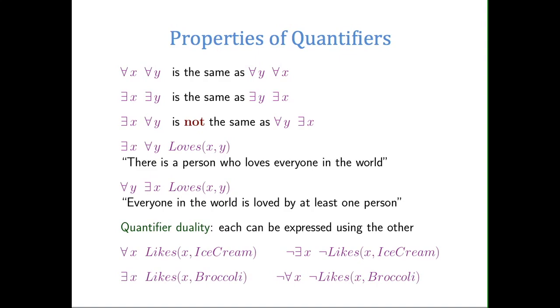And likewise, if I have an expression like there exists someone in the world who likes broccoli, then we can equivalently say that not for all x, right, not likes x broccoli. In other words, it is not true for everybody in the world that they all hate broccoli, thus meaning equivalently that there must be at least one person in the world who likes broccoli.